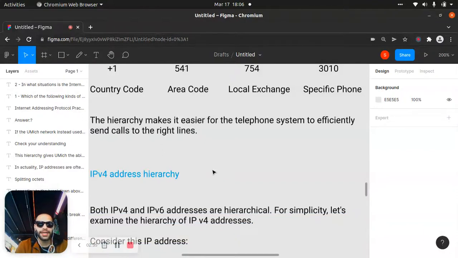So the hierarchy makes it easier for the telephone system to efficiently send calls to the right lines.